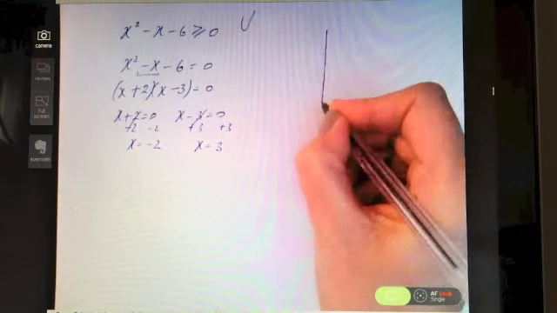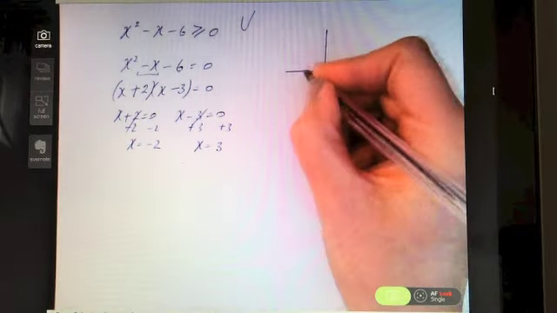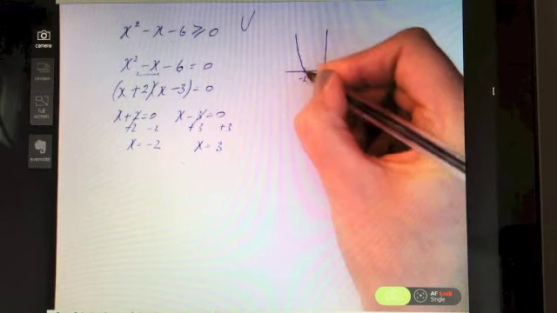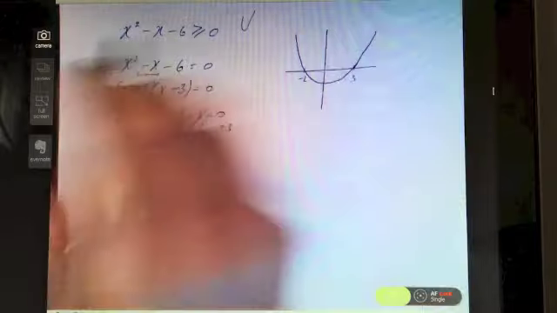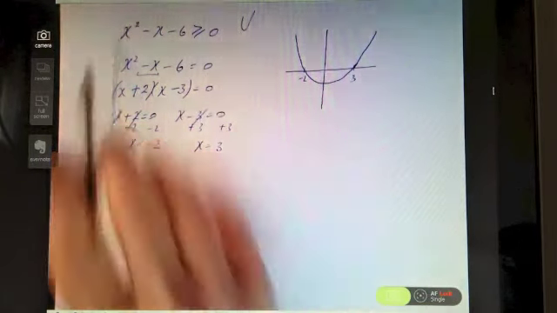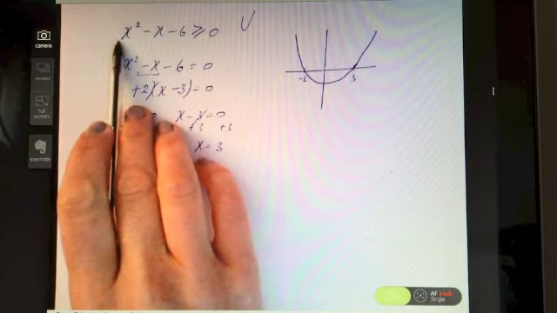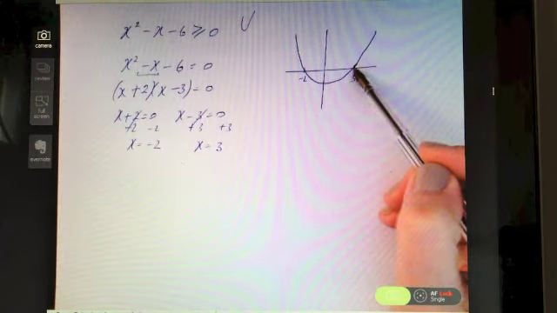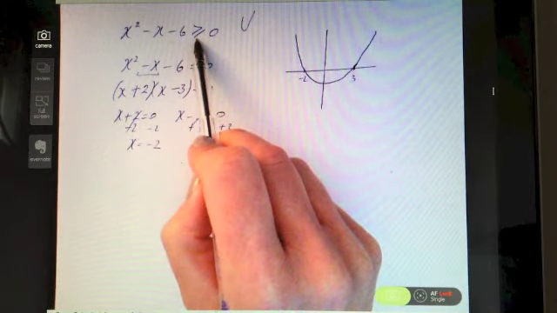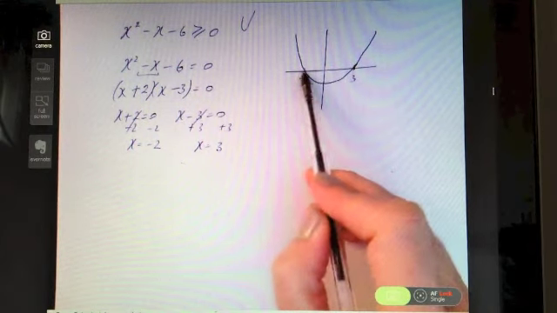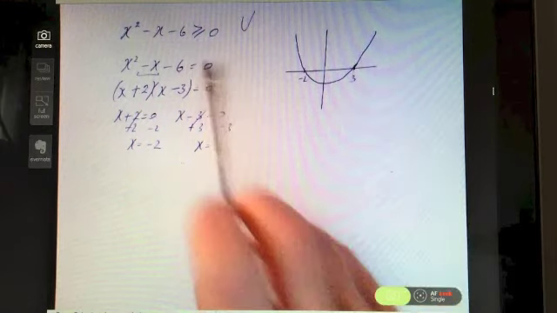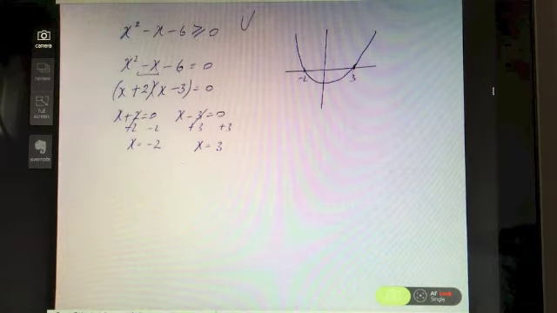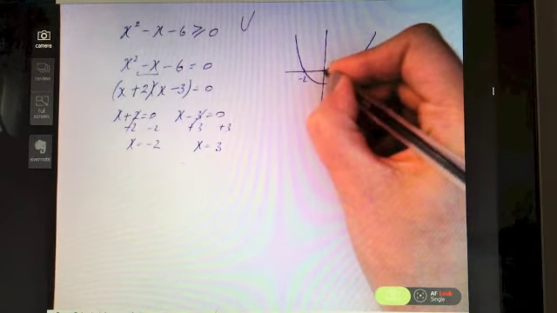So my little sketch is going to look like this. So minus 2 and 3. And it's a U shape. And I know it's a U shape because it's a positive x squared. If that was a negative x squared, it would be an N shape. Okay, so it's a U shape cutting at minus 2 and 3. So now with your inequality, you're always deciding, is it in between the roots or beyond the roots? So if it's greater than or equal to 0, the parts of the curve I'm looking at, there's 0, that's when it's equal to 0.